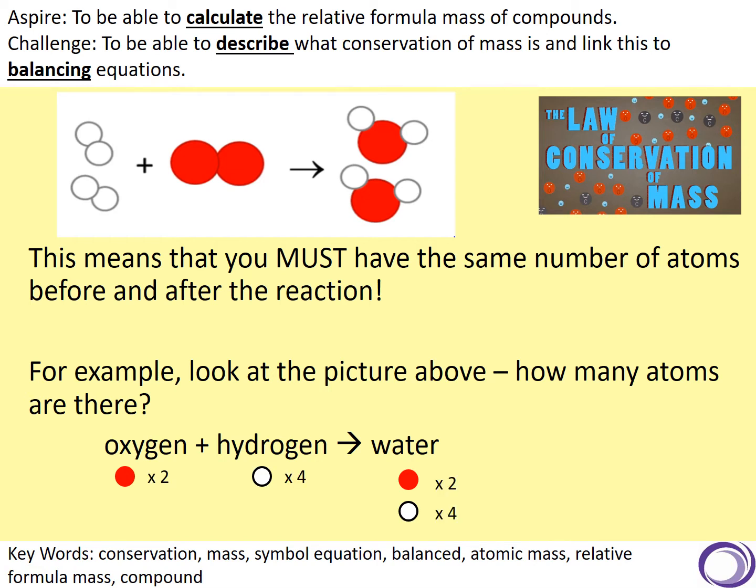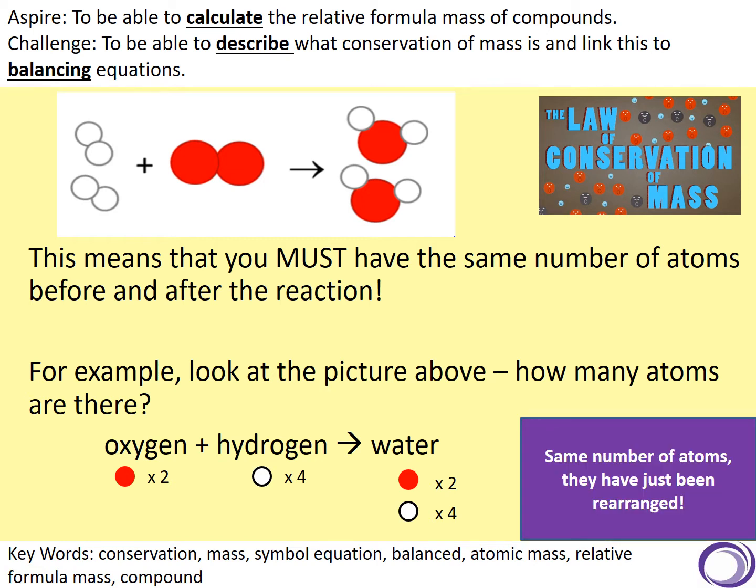So in this situation, we have got 2 oxygen atoms, 2 red circles on the reactants. We've got 4 hydrogen in the reactants. And when we produce the water molecules, although they've been rearranged and joined in different ways, we still have 2 red oxygen atoms and 4 white hydrogen atoms. Same number of atoms, they have just been rearranged.